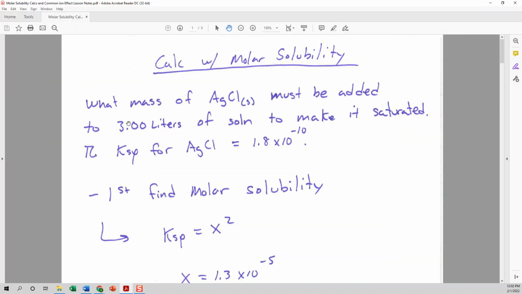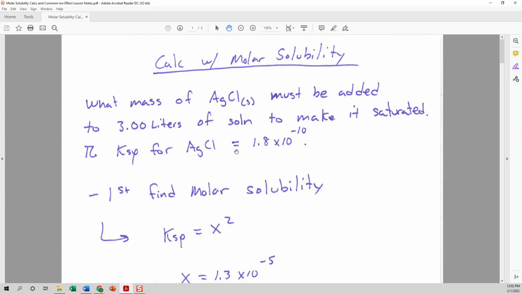All right, so once we calculate the molar solubility, what can we do with it? We can answer this question. It's asking what mass of silver chloride must be added to 3 liters of solution to make it saturated. So I want to know how many grams of this I have to add to a 3 liter, let's say, volumetric flask, so that when I make my final 3 liter solution, the solution is saturated with silver chloride. And all we're given is the KSP.